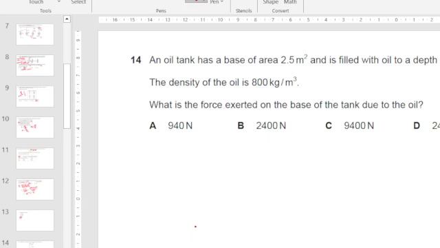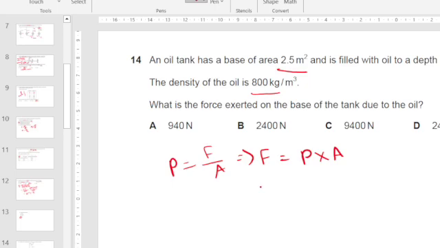And the 14th question, an oil tank has a base area given. It's filled with oil at a depth which is also given. Density is also given. What is the force exerted on the base of the tank due to the oil? We can say pressure is equal to force per unit area, and force exerted on the base will be pressure into area.